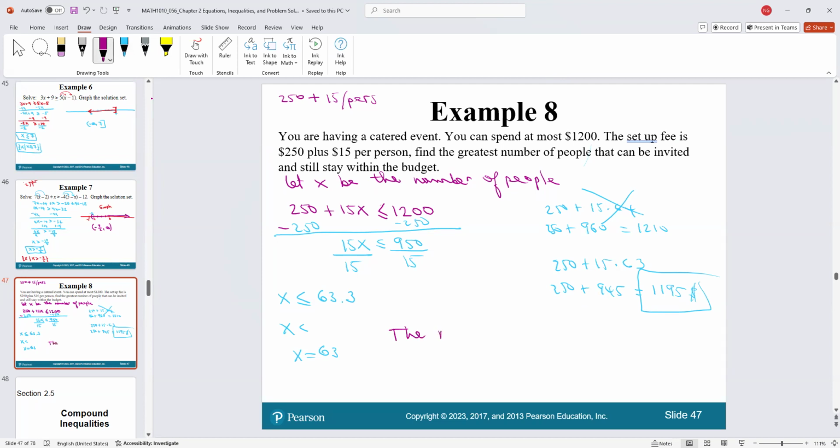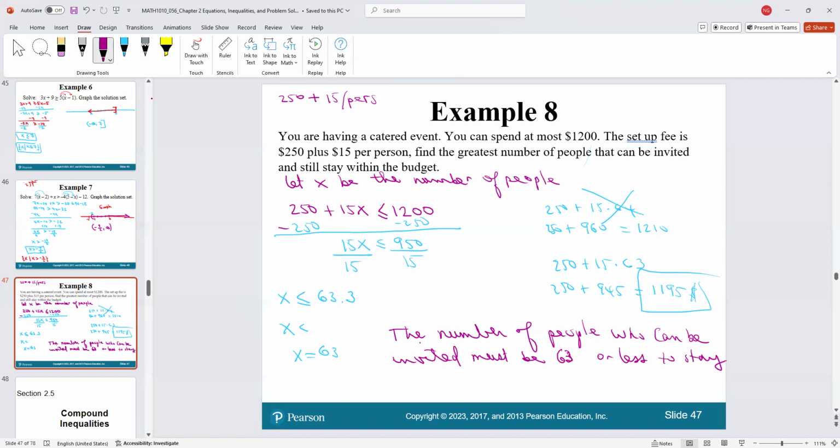The number of people who can be invited must be 63 or less to stay within the budget. If you go with 64, then you're going to go over the budget.